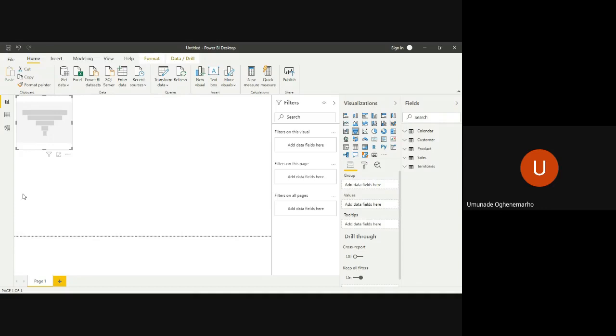Now, if you look at my screen, you can see I have a calendar, a customer, a product, sales, and territories. Each of these is a separate entity. Now, entities are separated into facts and dimensions. A fact simply talks about what happened, while a dimension talks about why or what or how it happened.